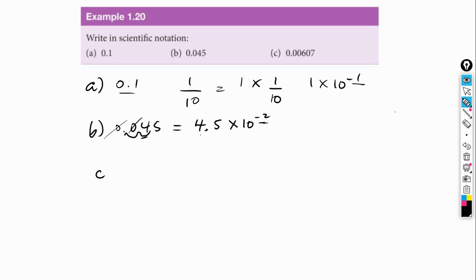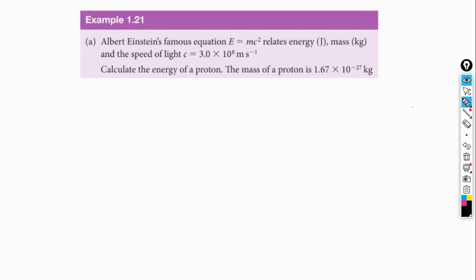But it's much easier just to use the zeros to the left as a reference. So for C, where we have 0.00607, we can write this in scientific notation as 6.07 times 10 to the negative 3. Notice that it's 1, 2, 3, negative 3.